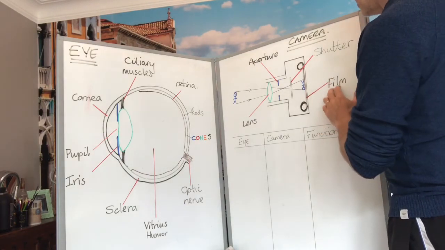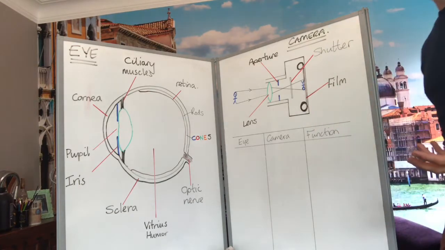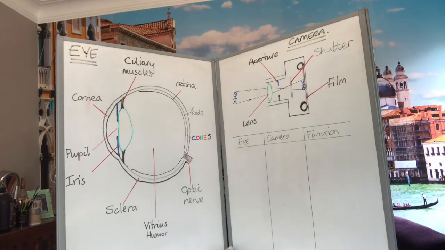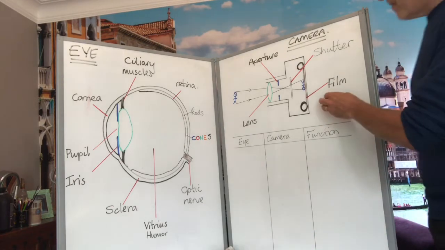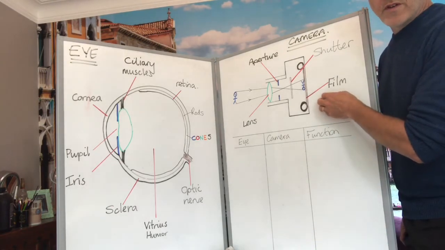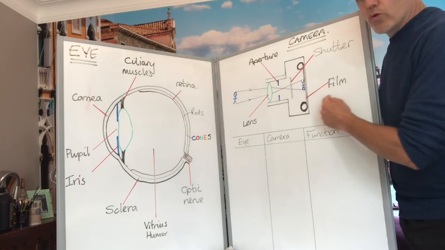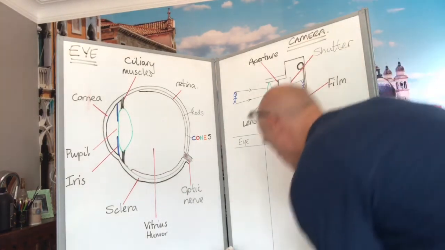Okay, the film then has to be taken out of the camera and processed very carefully using chemicals to give you the photograph. So it's very old-fashioned. Most of you will have very little idea of how these old cameras work. Let's compare.